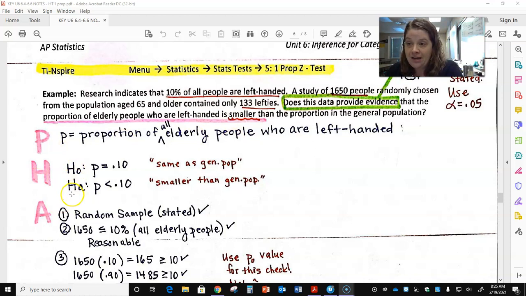All right, my hypotheses then. I'm going to have the H0 and the HA. They're both going to be P's because we're talking about a test for proportions here. And it says smaller than the proportion in the general population. So we're talking about the proportion of elderly compared to the proportion of everyone. And the problem tells us that 10% of all people are left-handed. So equals 10% would be the same as the general population, and less than 10% would be smaller than the general population. Now, what I have written in red right here, you don't have to write that, but sometimes I'll do that for myself because that helps me later interpret what's going on and really understand what I'm doing, if I'm trying to put this in context.